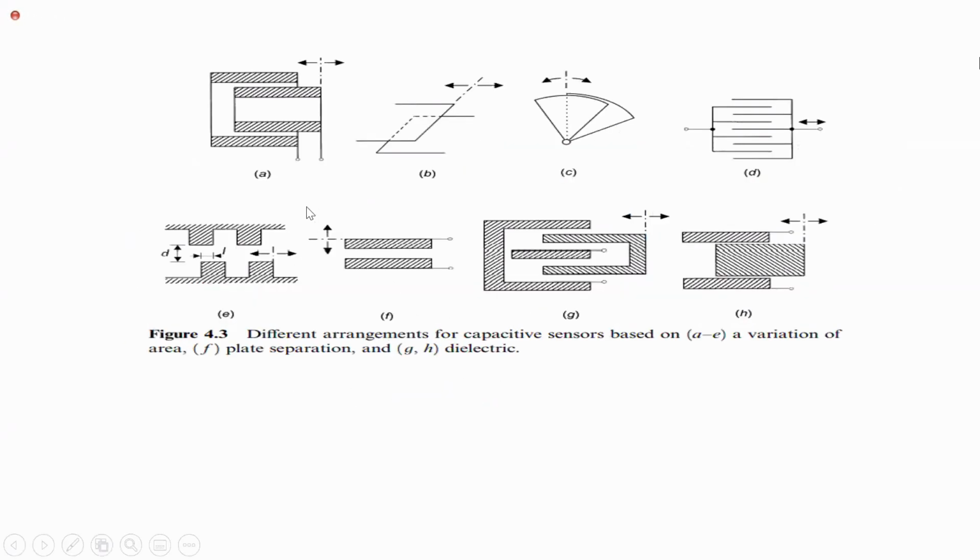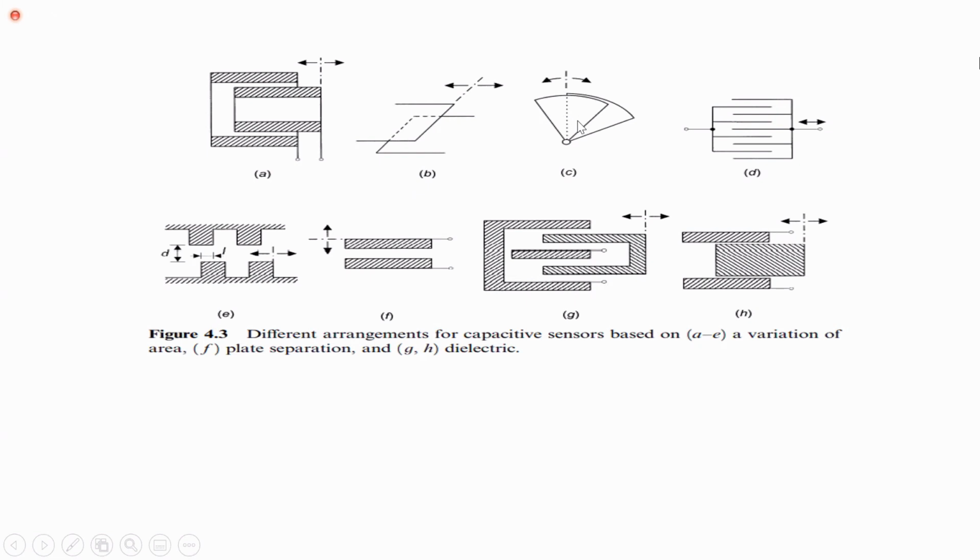And here we have different types of capacitors. You can see in figure B, we have 2 plates. One plate is fixed, another plate is moving. One conductor is moving left and right. And in the first figure also, you can see one conductor is moving left and right. So all these are variable capacitors.